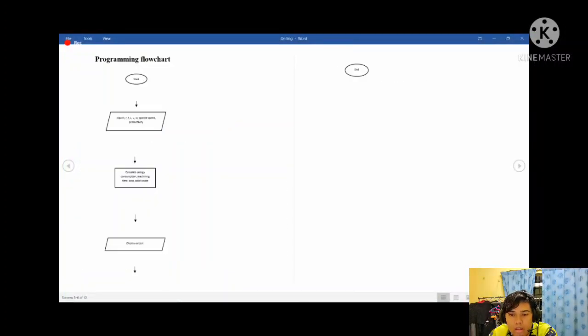So this is the flow chart. You need to enter the input such as spindle speed, productivity, and work, and then we need to calculate the consumption, machining time, cost, and solid waste, and then we can display.